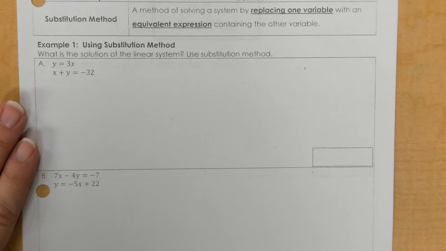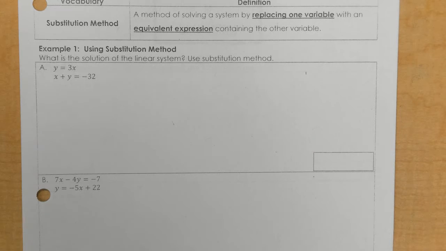The substitution method is defined as a method of solving a system by replacing one variable with an equivalent expression containing the other variable. And so we're going to do this in 3 steps every time.